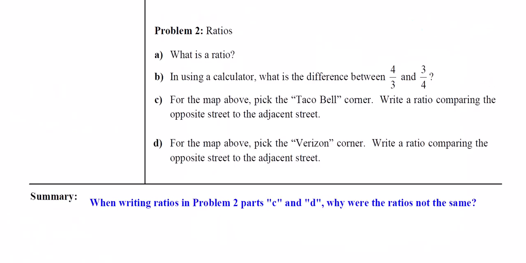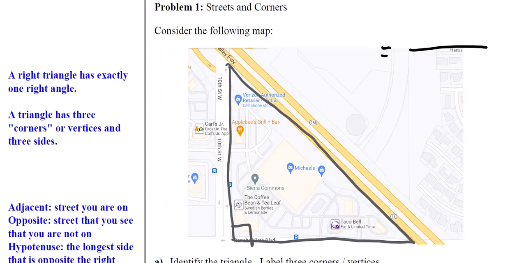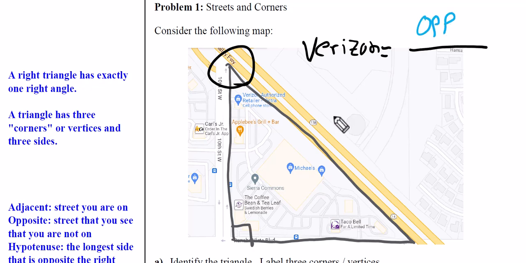Part D, this time let's pick the Verizon corner and write a comparison of the opposite over the adjacent. So this time I'm on the Verizon corner. So I'm going to identify the corner I'm on. We always stand on the corner first. Let's pick a corner, stand on the corner, and then we're going to decide, okay, what do we see, right? So opposite, it's asking for the opposite street. So what's the opposite street? What street do I see from this corner?